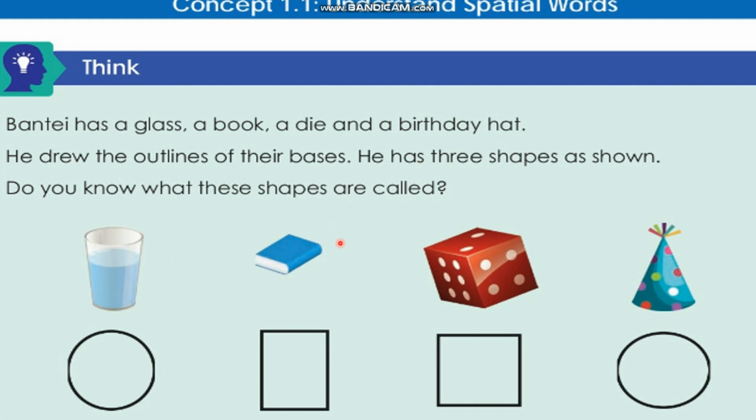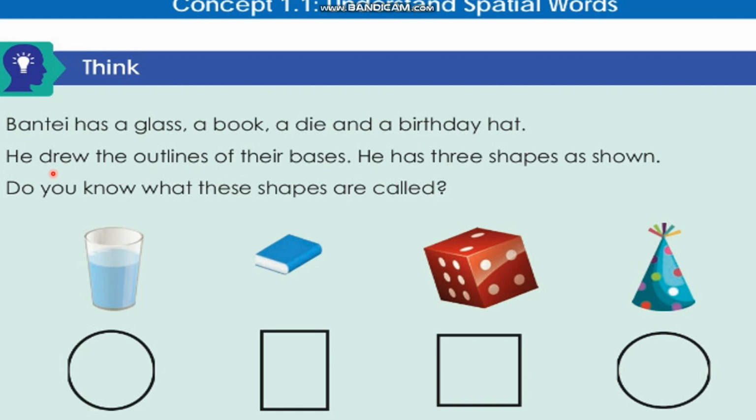And here is the book. And this is the die. Do you know what is die? Yeah, the square shaped thing we are using to play snake and ladder. Yes, that is the die. And what is this? It's a birthday hat. You're wearing this in your birthday, isn't it? Yes, this is the birthday hat.